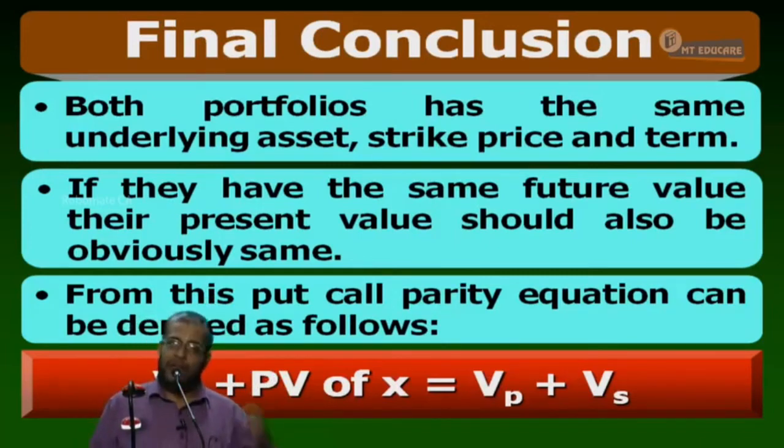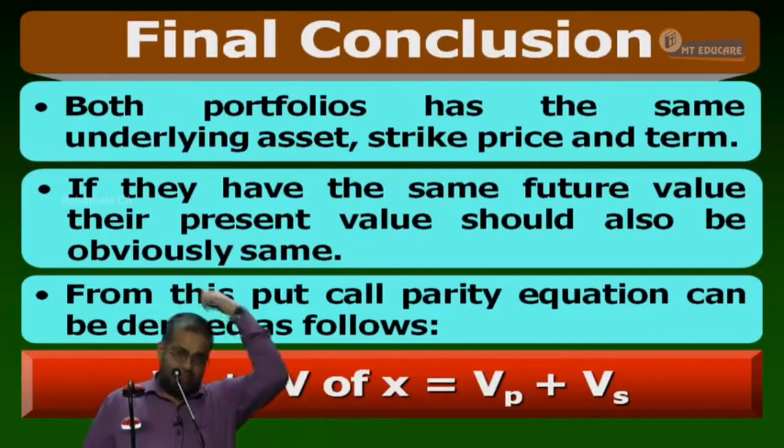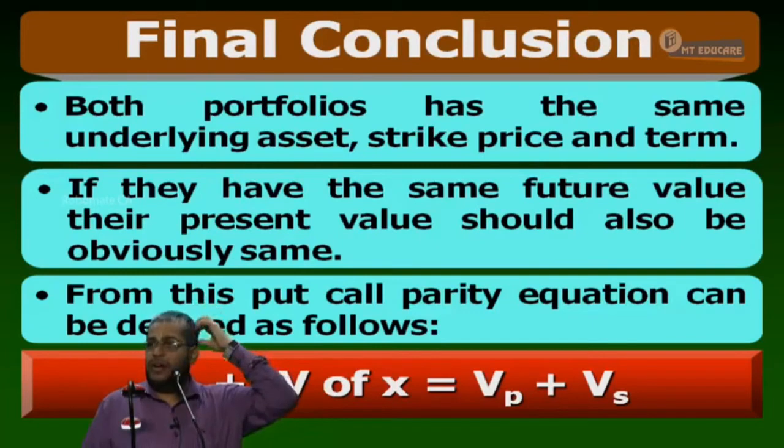What is VP? Down mark and write what? Value of put today. VS is value of share today. Can I proceed or not? Now, point number 3 or 4? Point number 4.